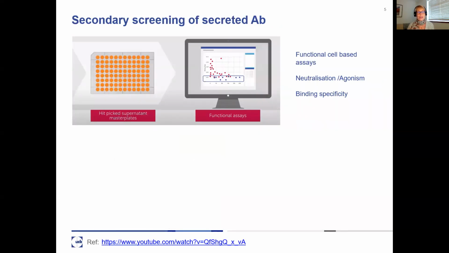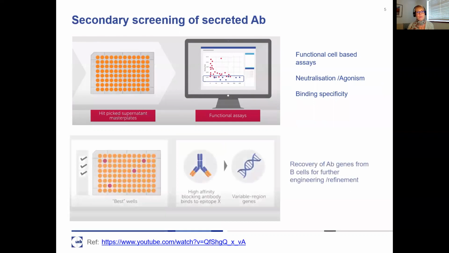The selected antibodies then go through a round of secondary screening that may include functional cell assays or testing for neutralization, agonism, and binding specificity. And then once these antibodies with the most desirable characteristics are picked, the genes from these B cells producing them are recovered for further engineering and refinement.